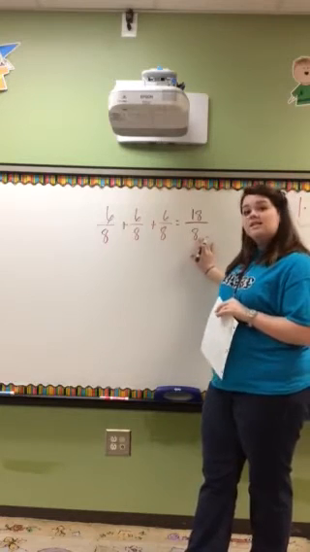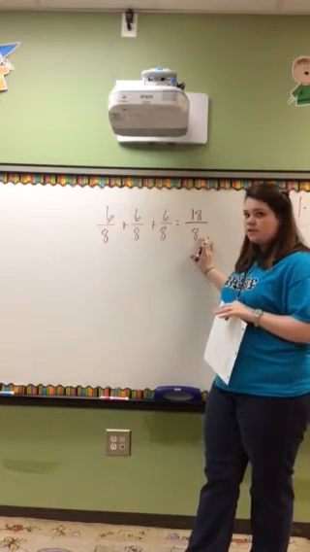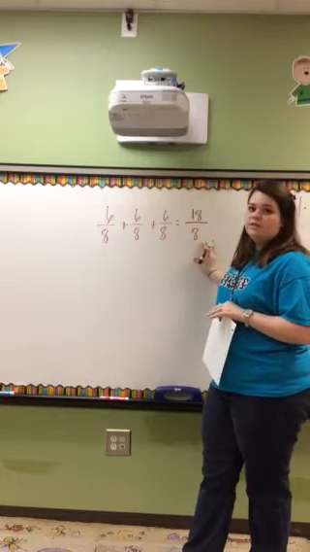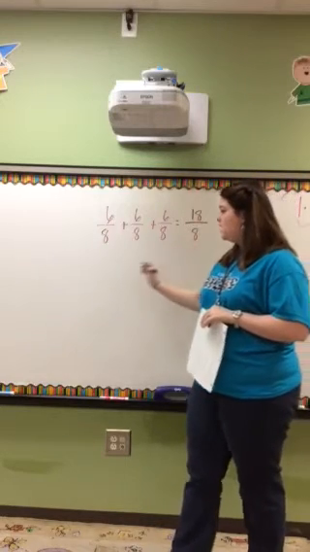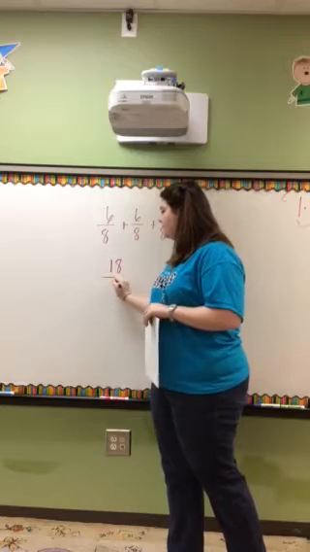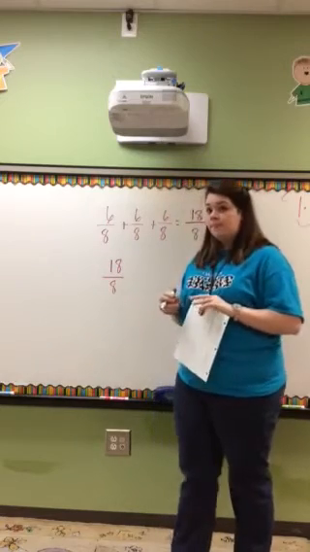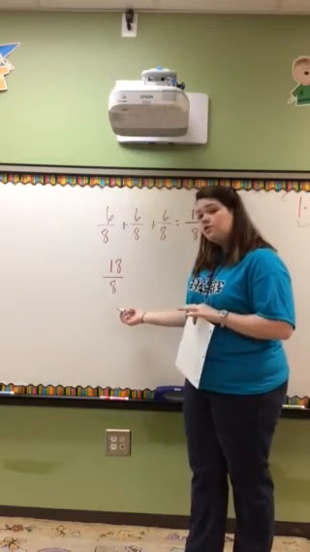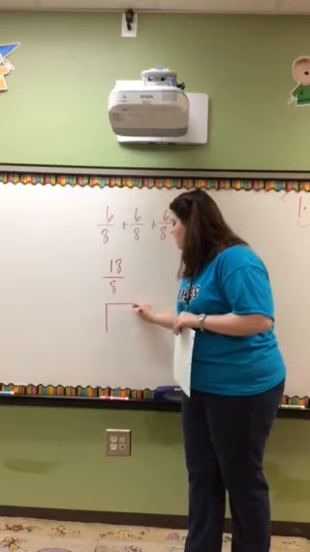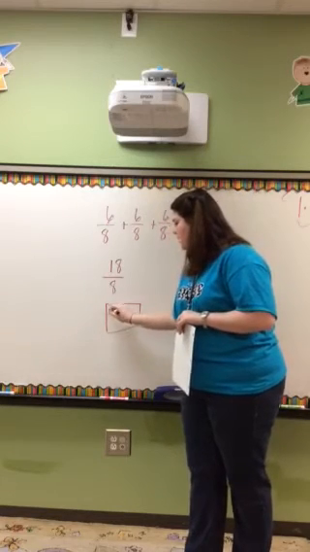But this is an improper fraction. The numerator is larger than the denominator. So I need to see if I'm able to simplify 18/8. Okay, so if I draw a picture to help me, that means that I have a whole that's split into 8s.